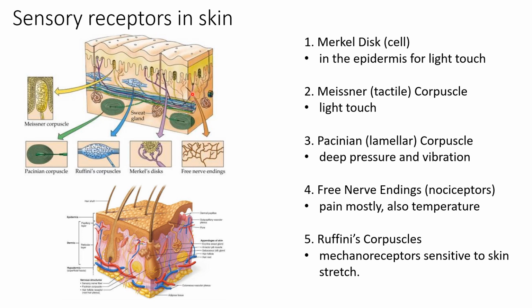We can see some free nerve endings, sometimes called nociceptors. They're mostly for pain and temperature. And Ruffini corpuscles, which are found in the dermis. They're sensitive to stimuli like stretch. So here are the 5 sensory receptors you should be aware of, what they sense, and their location.